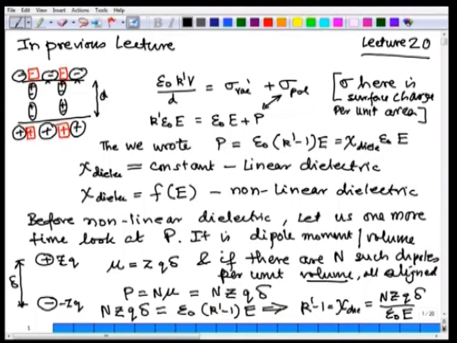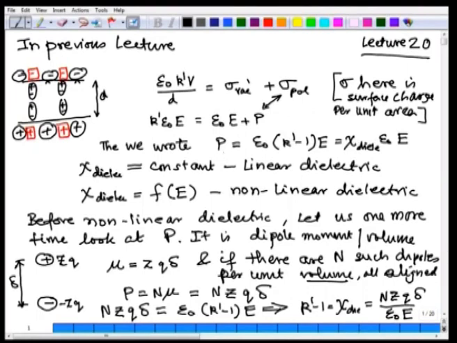P is proportional to E, and in that proportionality you define either K prime or this susceptibility, the electric susceptibility. Not permeability, susceptibility. Permeability comes in magnetics. So if this psi is a constant, then we said this will be a linear material, and we had assumed this to be proportional.